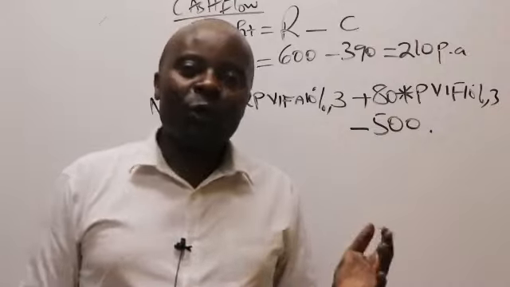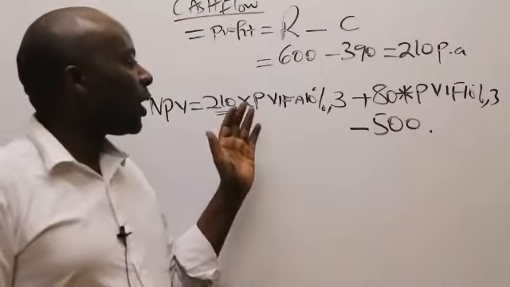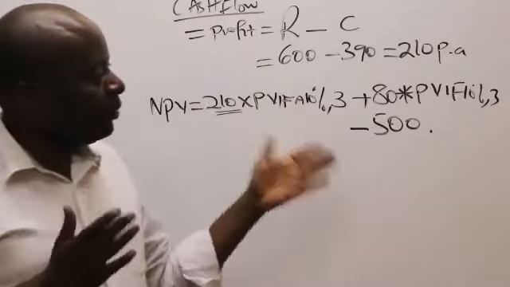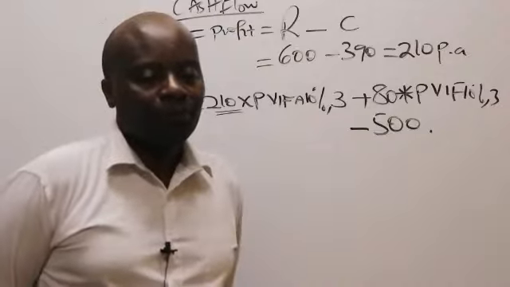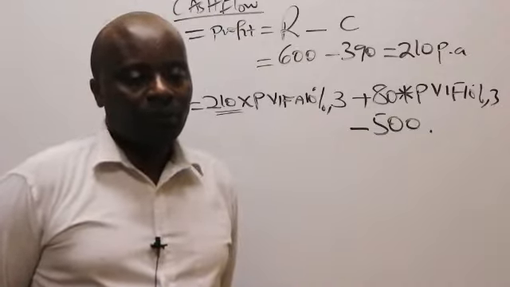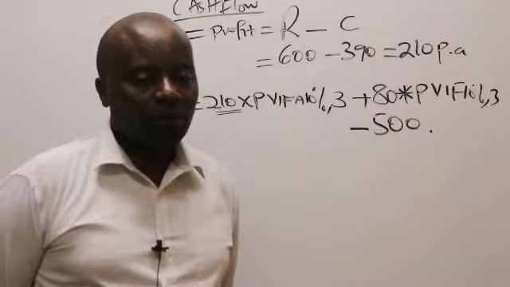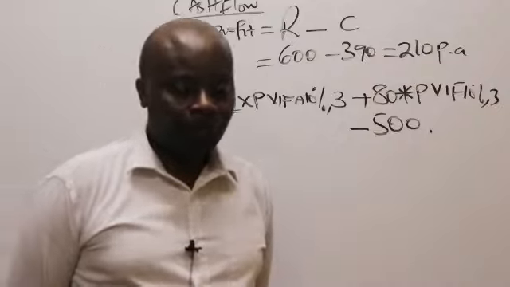Now, what I would want you to do for me tonight is quite a simple thing. I would want you to calculate the PVFA for 10%, 3 years, and give me the figure. And then calculate the PVIF for 10%, 3 years, and give me the figure. Okay, PVFA is 2.4869.